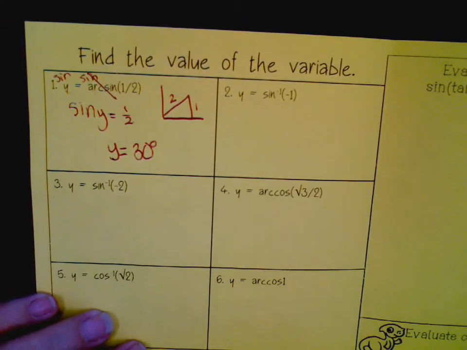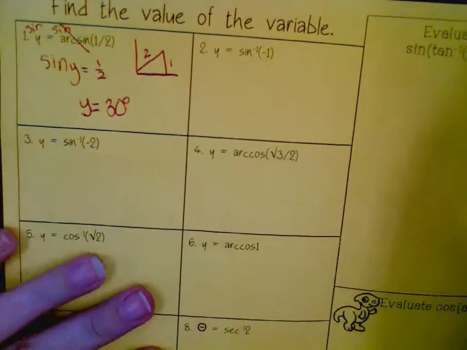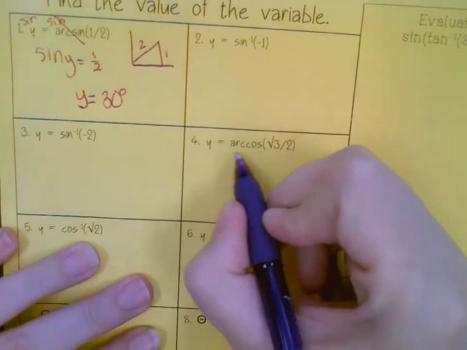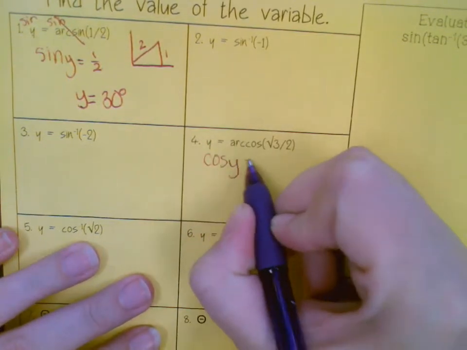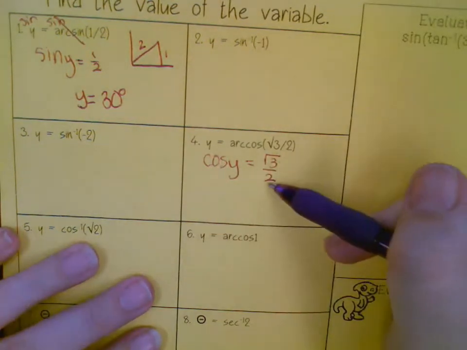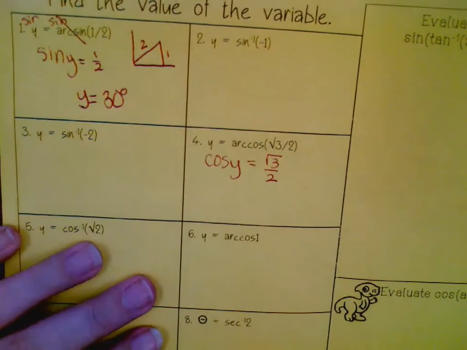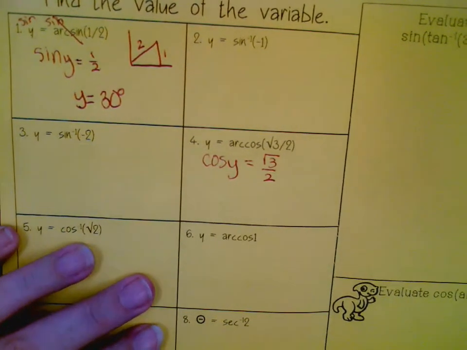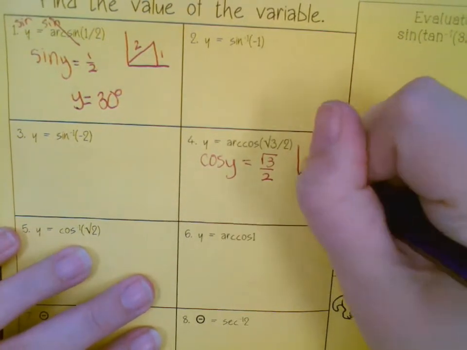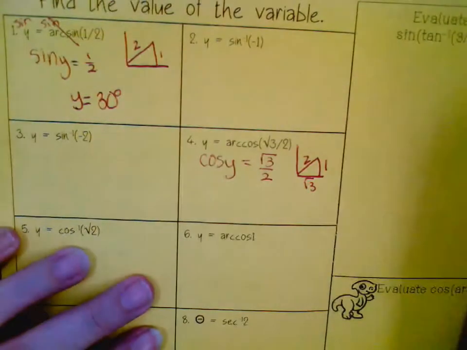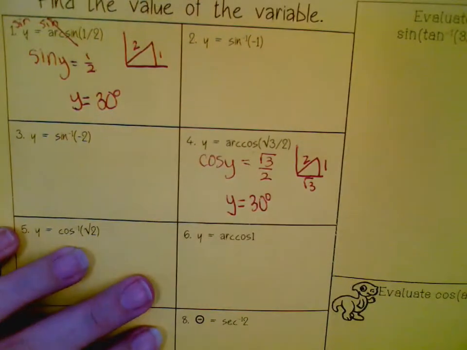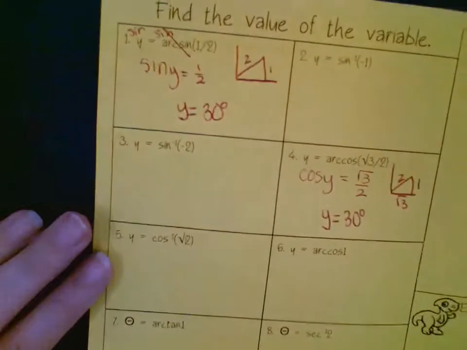Okay, so let's take a look at number 4. So if we take cosine of both sides, we'd have cosine of y equals √3/2. So cosine is positive. So what quadrant is restricted cosine in when it's positive? Good, we're in quadrant 1 when cosine's positive. So we know that our y value is going to be 30 degrees. Okay, good. So let's go back to number 3.